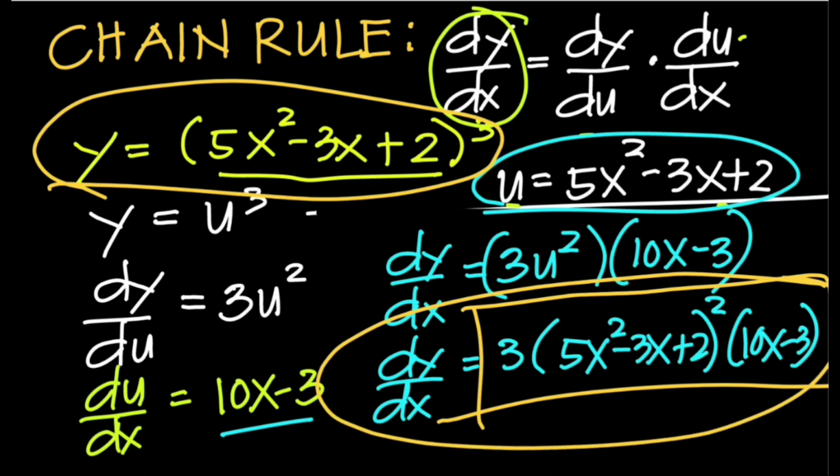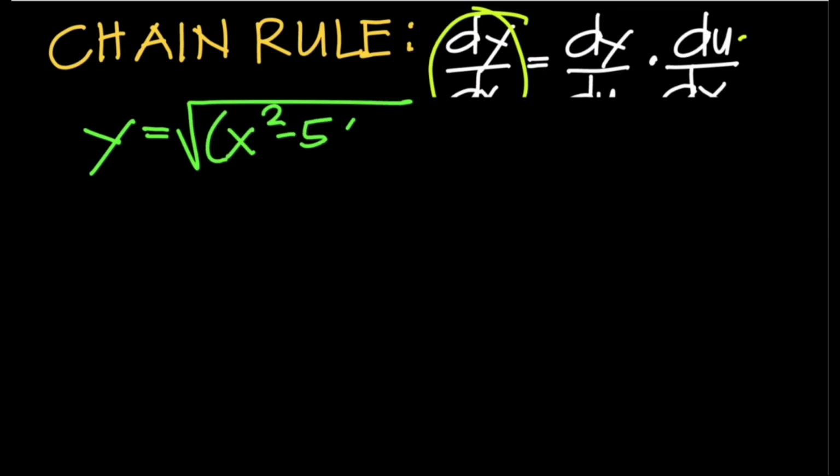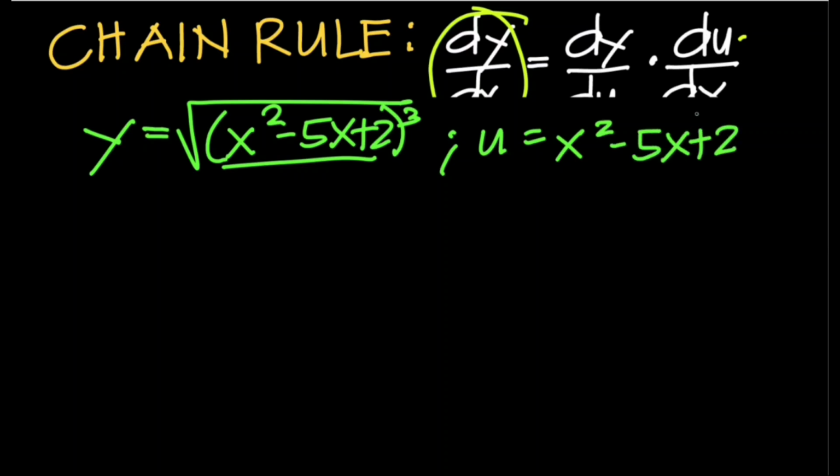Now let's try another problem. Let's say we're given y equals the square root of x squared minus 5x plus 2 cubed. Alright, so we need to find u here. So in this case, our u would just be the function inside the parentheses, or the radical, the one that is raised to the exponent 3. So u here is x squared minus 5x plus 2.